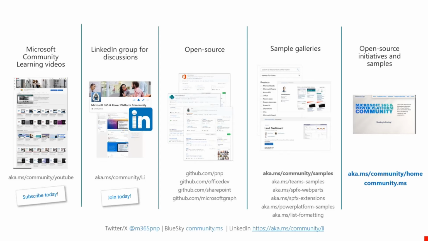We've also got the LinkedIn group for discussion, open source tooling, all of those sample galleries that I mentioned we'll hear more about today. You do only need to remember one URL to get access to these cool things, maybe two if you're cool. Community.ms is our top level fancy domain, as Chris would call it. Fancy. Wowee! And then, of course, aka.ms/community/home will take you there as well.